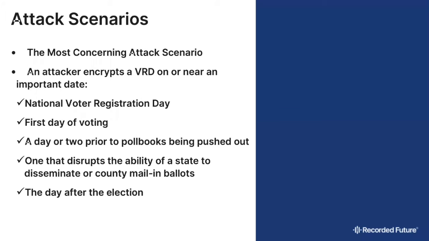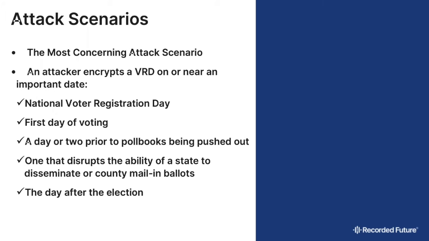So the biggest thing we worry about is attacks that affect the voter registration database, which is what we saw in both Hall County and Chenango County. An attacker that encrypts a voter registration database on or near an important date, such as National Voter Registration Day or the first day of voting, which so far so good, that hasn't happened. A day or two prior to poll books being pushed out. One that disrupts the ability of a state or county to disseminate mail-in ballots, or the day after the election. So a lot of states don't start counting mail-in ballots until the day after the election. And so that voter registration database is going to be really important to be able to view that.